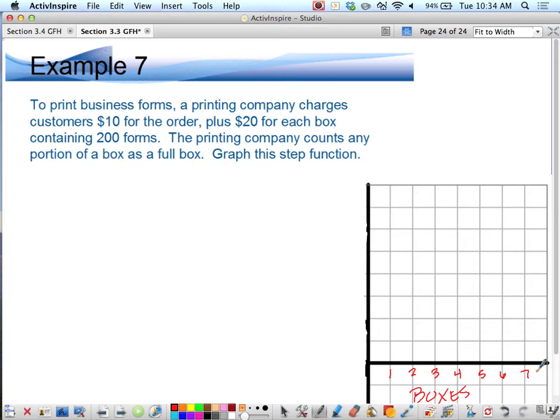Now, if we counted by copies, how much would this be? 200, 400, 600, 800, 1,000. So if we did it by copies, our scale would look a little different, but it would still represent the same thing. Agreed? Okay. Now let's talk about our money. Let's let money be over here. Do you want to count by 10s or 20s? 10s okay with you? Okay, let's start with 10s. So we have 10, 20, 30, 40, 50, 60, 70, 80. Those are dollars. That's how much it's going to cost us.